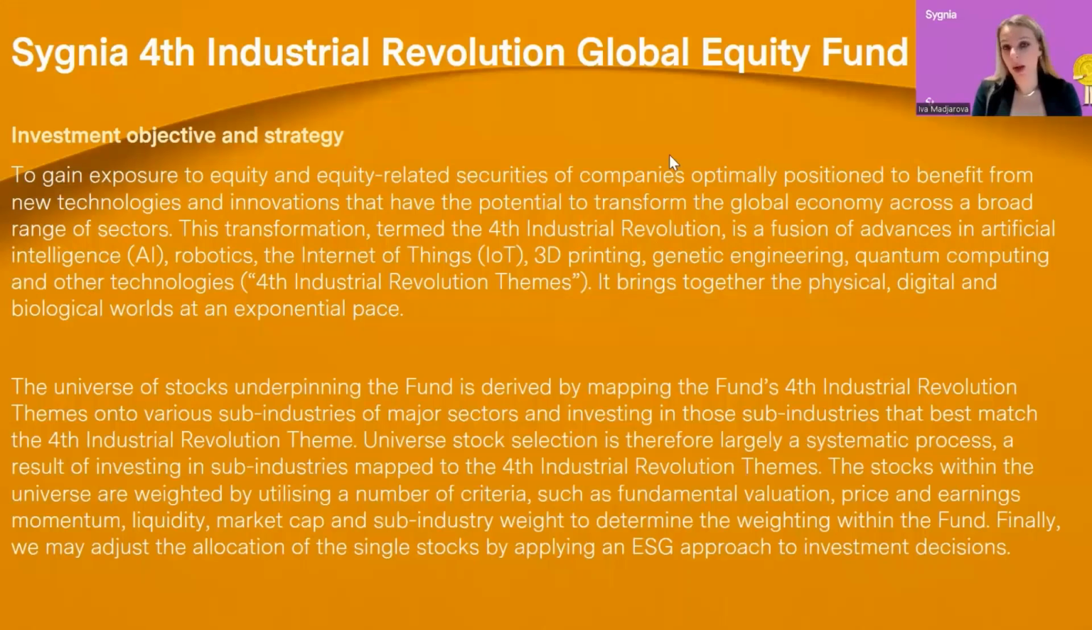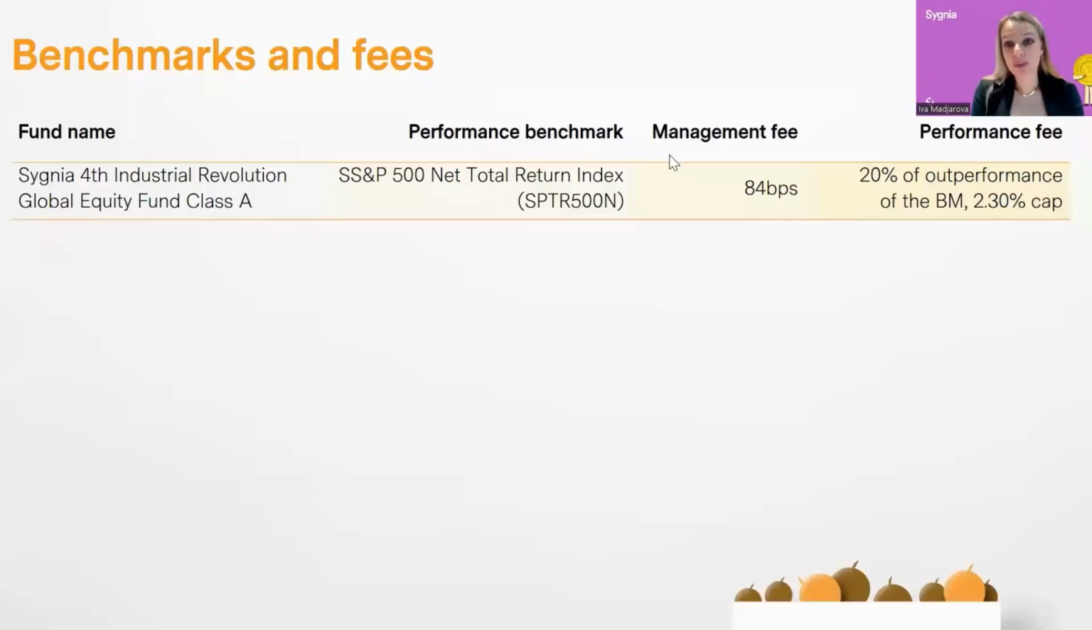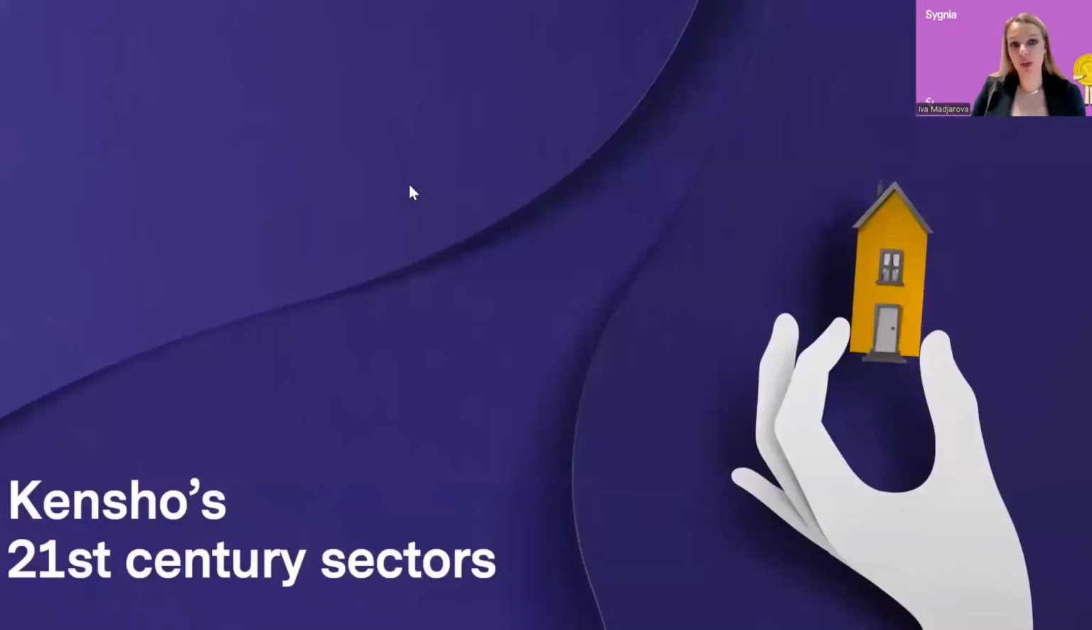And the weighting of each company is dependent on a number of additional factors and criteria such as fundamental valuation, price and earnings momentum, liquidity. We also apply an ESG filter. From a benchmark perspective, we benchmark the fund against the S&P 500. The management fee is 84 basis points, and there is a performance fee should the fund outperform its benchmark, and the performance fee will be 20% of the outperformance, capped at 2.3%.